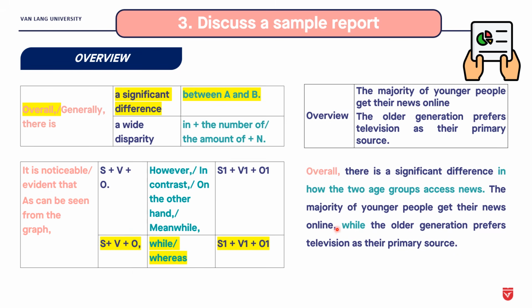Next, I will use the structure with while to have this sentence. The majority of younger people get their news online, while the older generation prefers television as their primary source. That's how I write my overview.